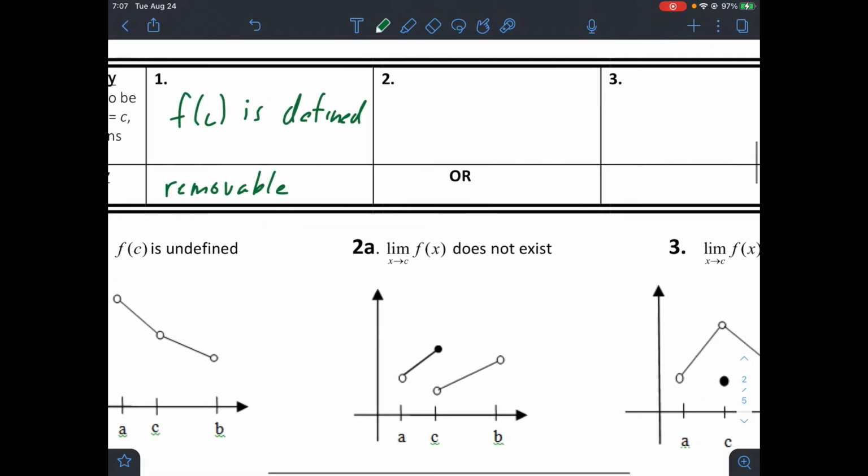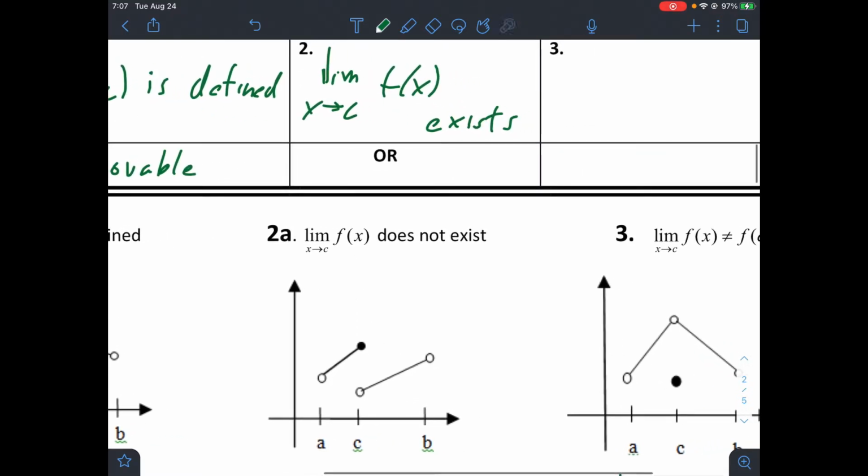The next thing that must be true for a function to be continuous is that the limit must exist. So the limit, as x approaches c, of f of x must exist. Okay, if that doesn't happen, you can see a couple pictures down here.